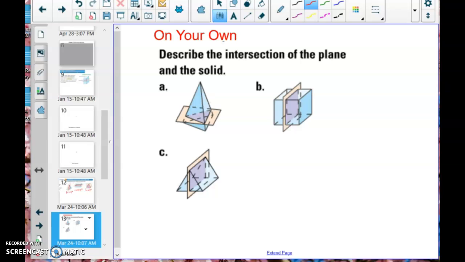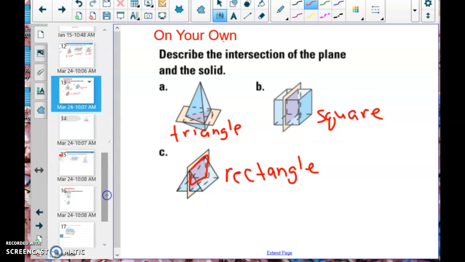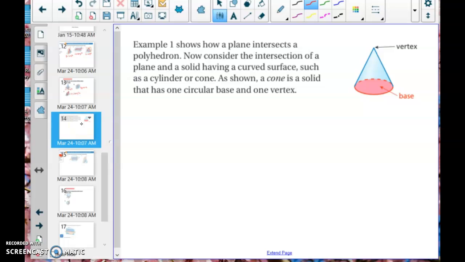All right, the first one would obviously be a triangle. B would actually be a square because the plane is slicing through a cube, and so the resulting shape would be a square. Now, this one is a triangular prism, so you might have been thinking of triangle, but because it's slicing through in that direction, the resulting shape is actually going to be a rectangle because of where it is slicing through on that shape.